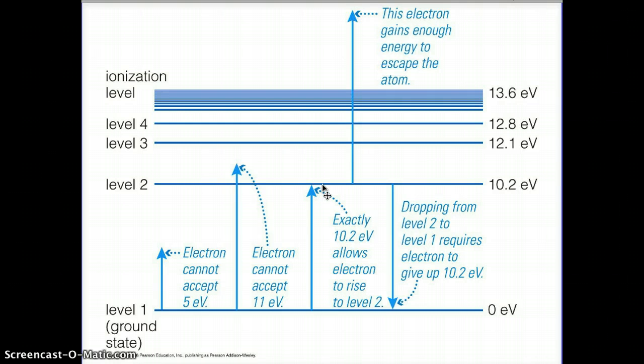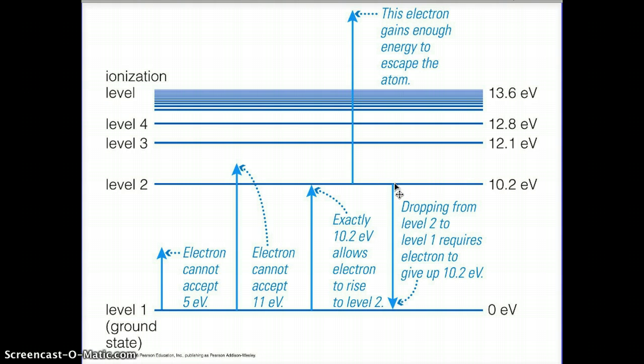Now, what about once it's in level 2? Well, suppose that it gains enough energy, like say more than 3.4 electron volts, let's say it's something like 11, then its total energy would be 21.2. That is more than 13.6, so it will escape the atom. It can absorb anything that is great enough to take it above the ionization level. And it doesn't have to be 13.6, it would just have to be more than 3.4 to get it past the ionization level if it's already in level 2.